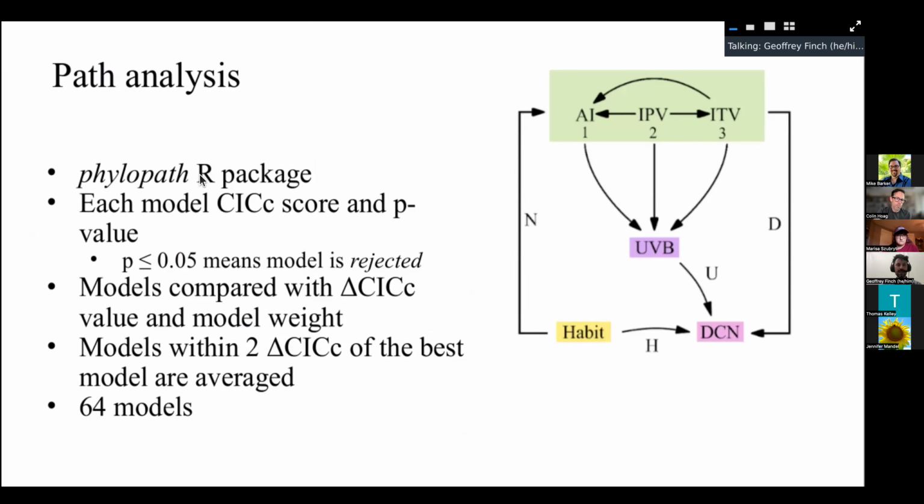I used the PhyloPath package in R to conduct the path analyses, where each model is assigned a CICc score, which is similar to the AICc score, and a p-value, where the models with the lowest CICc score are considered the best, and then you take the average of any models that are within 2 delta CICc of that. So you take the best fitting models and average them.